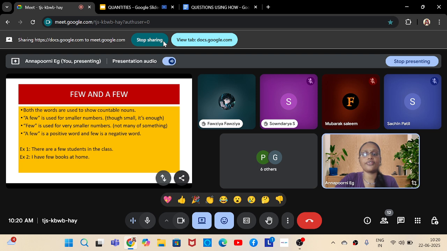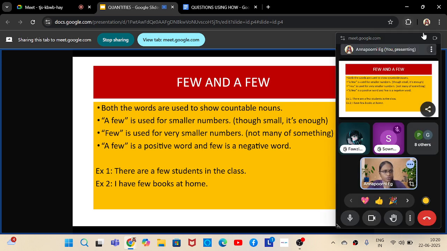Okay, so now you can see the difference. One is a positive sentence, one is a negative sentence. There are a few students in the class. This is a positive sentence because I have used the word a few. Whereas I have few books at home means only 2 or maximum 3. Definitely it is more than one, but maximum it may go till 3 or 4. That's it. So I have few books at home. This is a negative sentence. So the first one is a positive sentence, the second one is a negative sentence. All right. So this is all about few and a few.